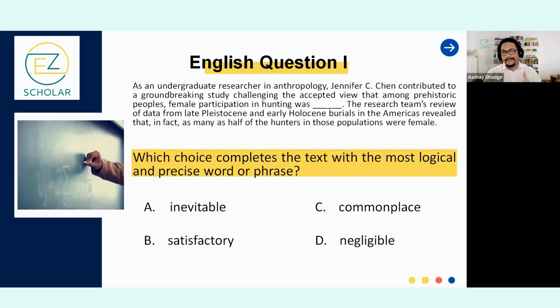So they use this double negative, as it is known, as a strategy a lot on the SAT or PSAT vocab questions, where you're looking at something that is being challenged, or they'll state a fact and then they'll use a "however" in the next sentence and give you contrasting information. So you have to be able to look at this data and then get to the right answer. So yeah, here negligible, option D should be the correct answer. That the accepted view was that female participation was negligible, but the data has shown that as many as half of the hunters were female.